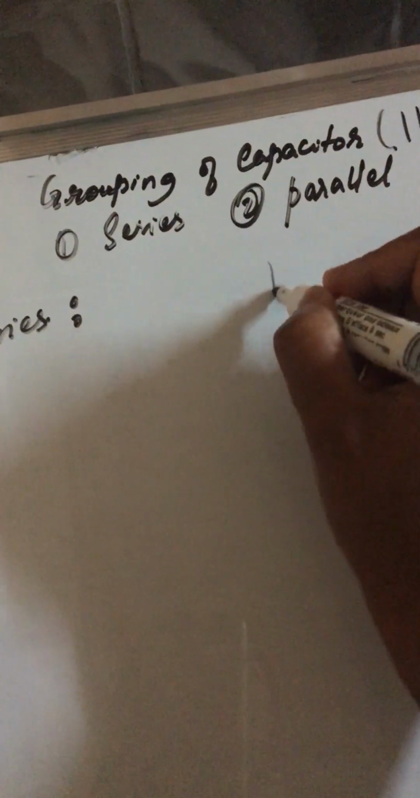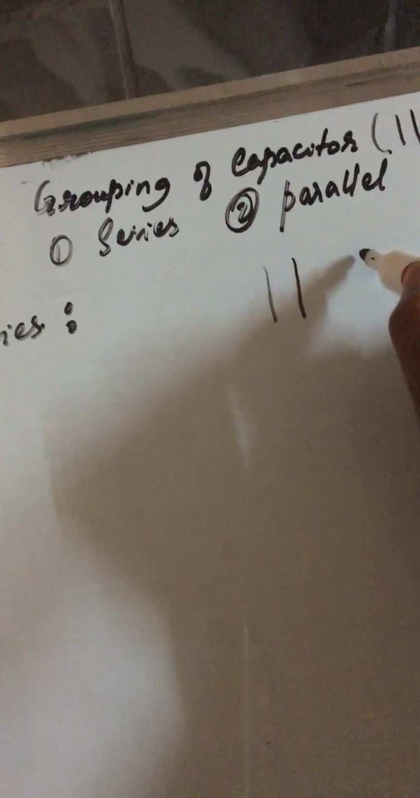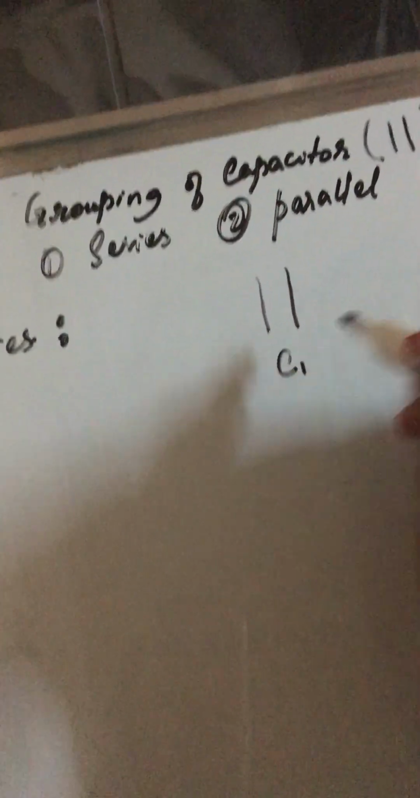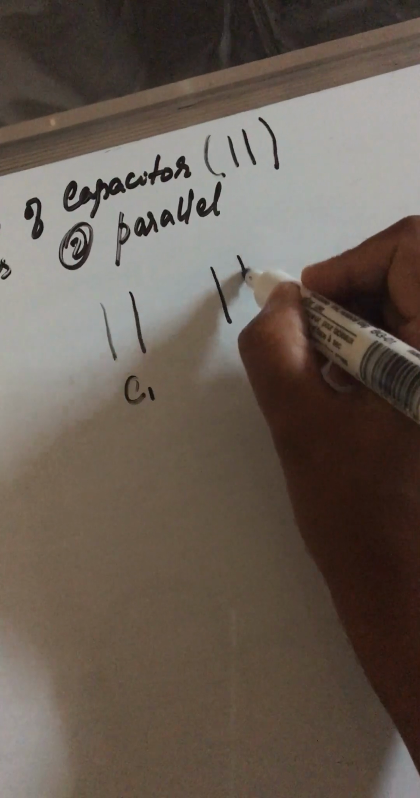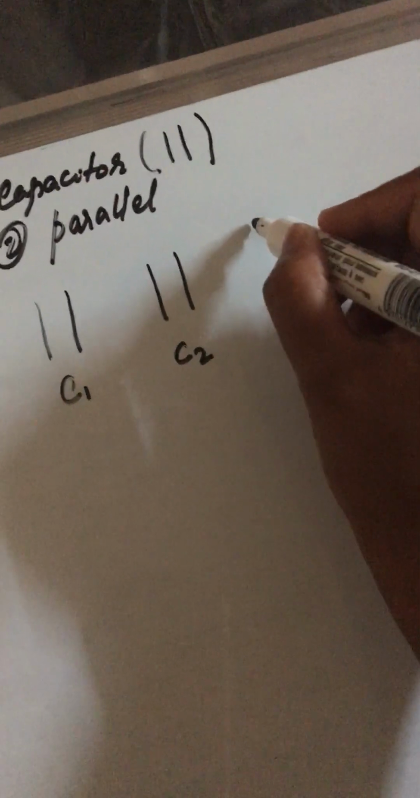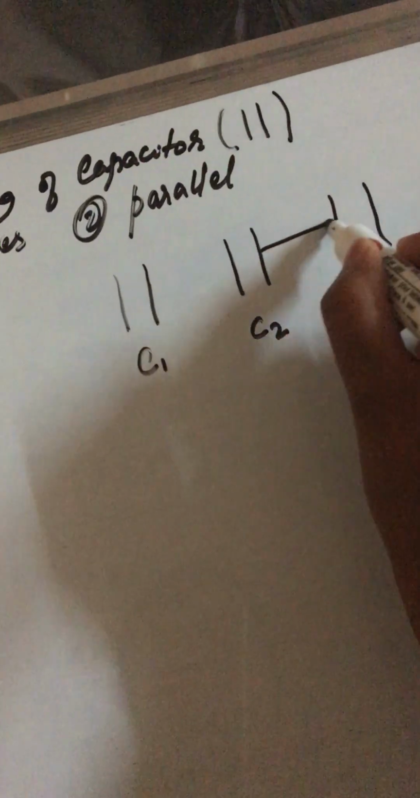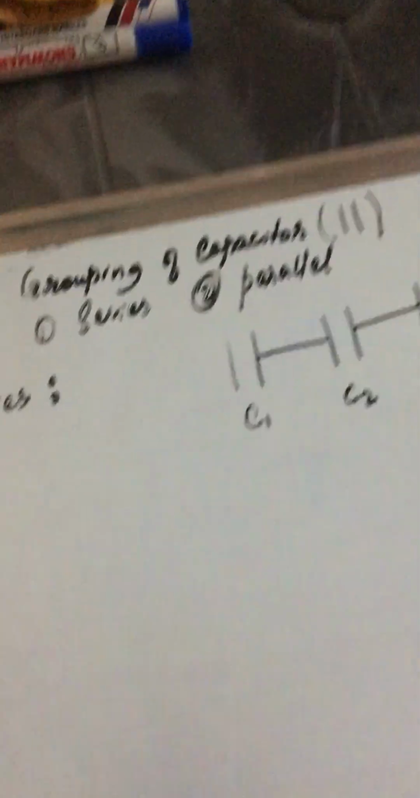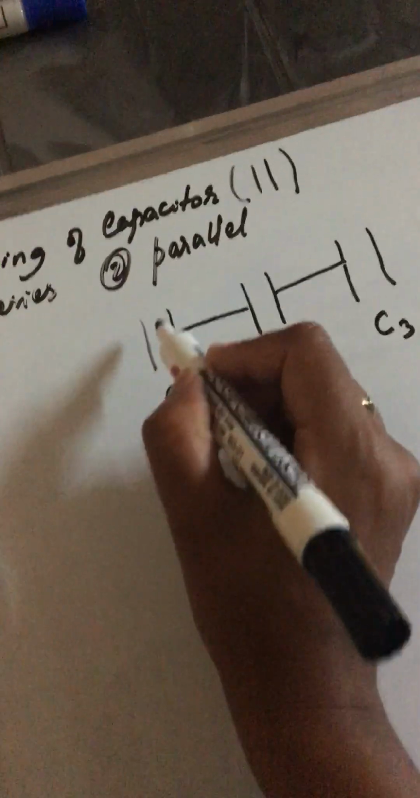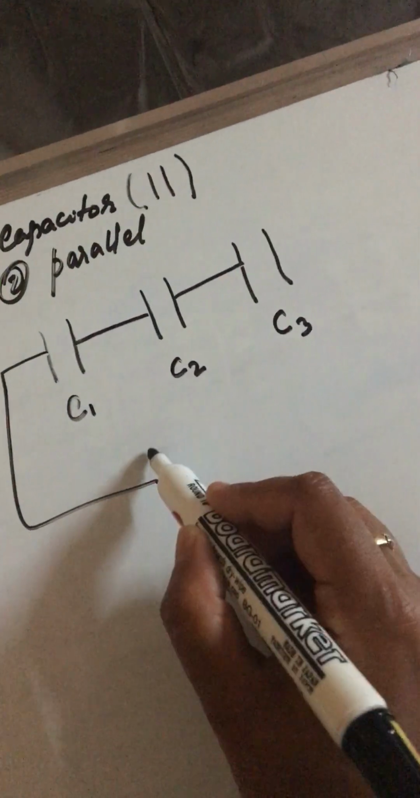Okay, series connection. In the notes, things have been given clearly, so I'm not going to write many lines. I will only discuss the important points. Suppose I have three capacitors, say C1, C2, and C3, and they are connected serially. When they are connected like this, it is known as a series connection.